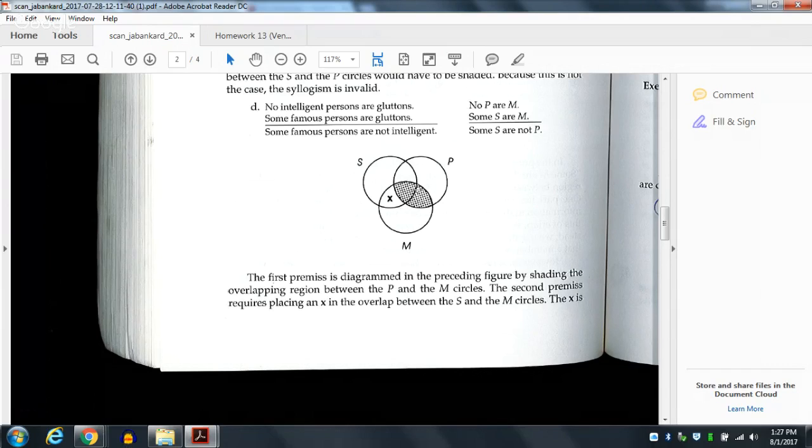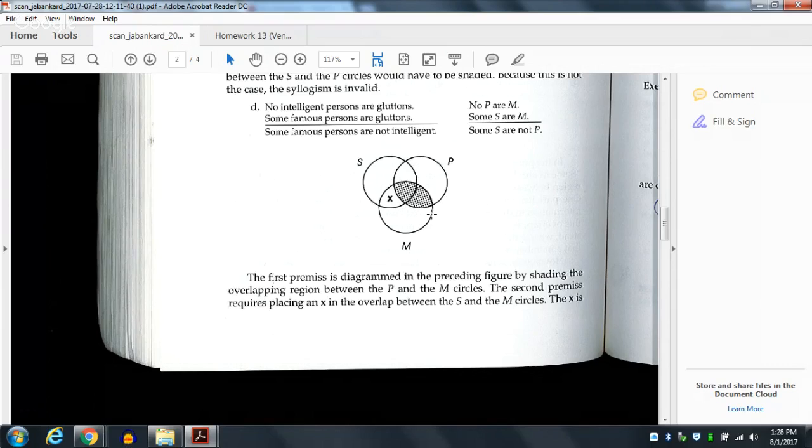There's nothing that is both a glutton and an intelligent person, right? So nothing can exist in the overlap. That's an E statement. Some famous persons are gluttons. S is famous persons, M is gluttons. The X must go here. There's some X in between the two, right? In the overlap between famous persons and gluttons.